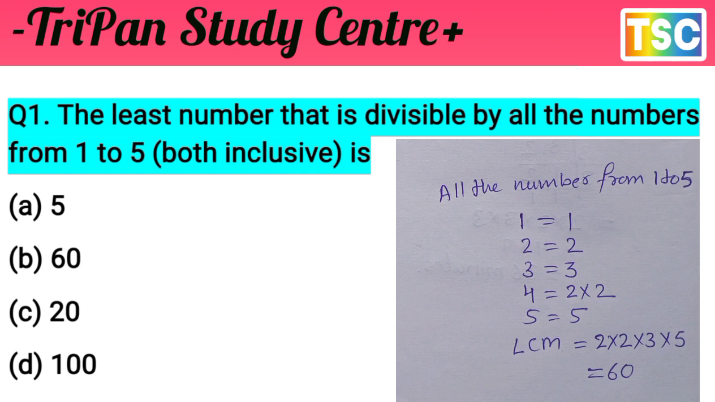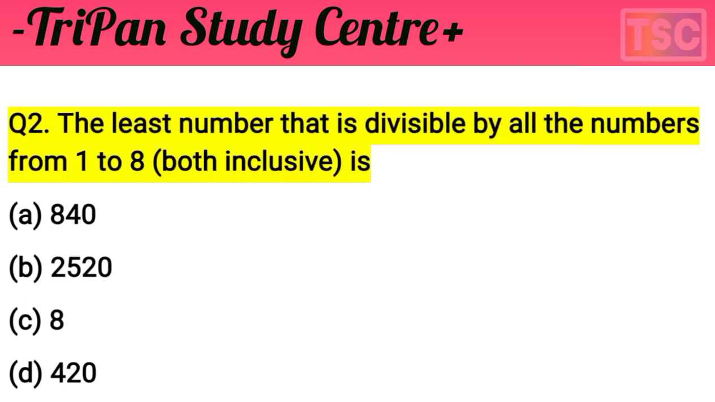The least number that is divisible by the numbers from 1 to 5, the answer is B. That's important. Let's see the next question. The question is: the least number that is divisible by all the numbers from 1 to 8, both inclusive, is? The options are A 840, B 200, C 2520, D 420. That's important. But first of all, test your knowledge.